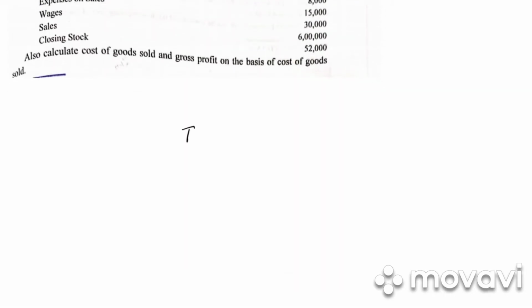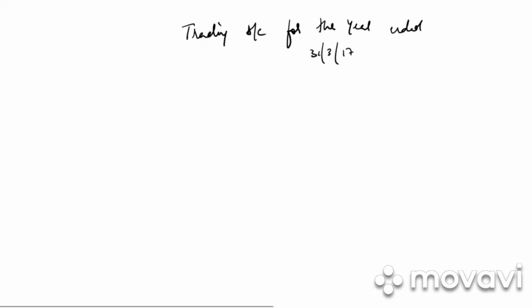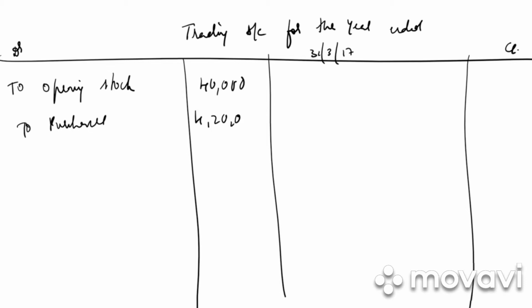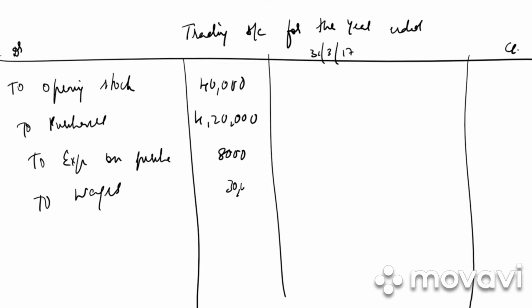So write down trading account for the year ended 31st March 2017. Particulars, amount, particulars and amount, debit, credit. So first item will be to opening stock 40,000, to purchases 4,20,000, to expense on purchases 8,000, to wages 30,000.